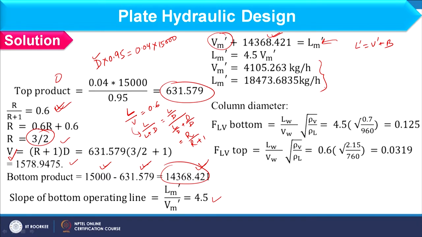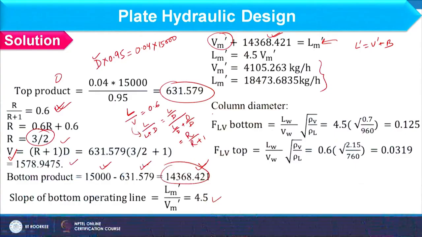Okay. Now, once I have the flow rates of liquid and vapor at the top of the column and the bottom of the column, I should start the calculation of column diameter. For that we should find out the FLV value, and then we will further calculate other parameters. So, let us start the calculation. As far as column diameter is concerned, FLV we should calculate at bottom as well as at top, and the expression is given like this.